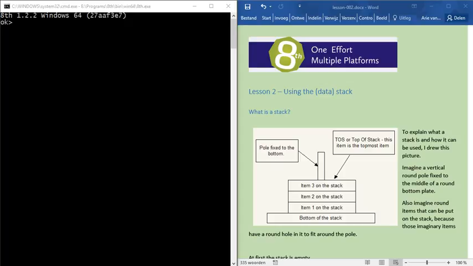Hello again. This is lesson 2 about the programming language 8th. Today we are talking about how to use the data stack in 8th. Now, what is a stack?